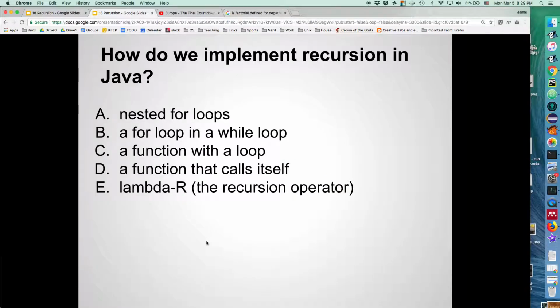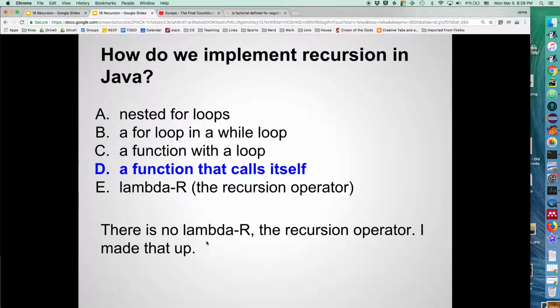So how do we implement recursion in Java? What's this going to take? What is the most important element to implementing recursion in Java? Go ahead and answer this. Did you come up with D? I hope so. E is not really a thing. Lambda R, the recursion operator, total distractor answer. There is no lambda R, the recursion operator.